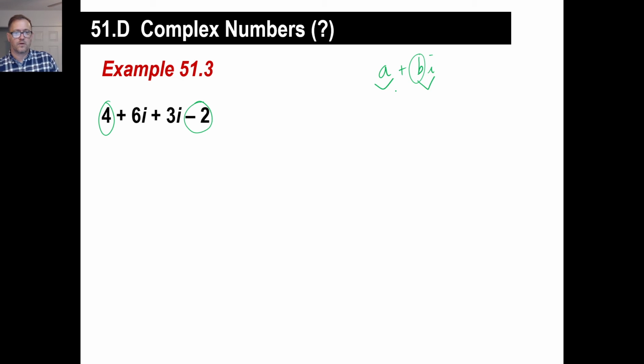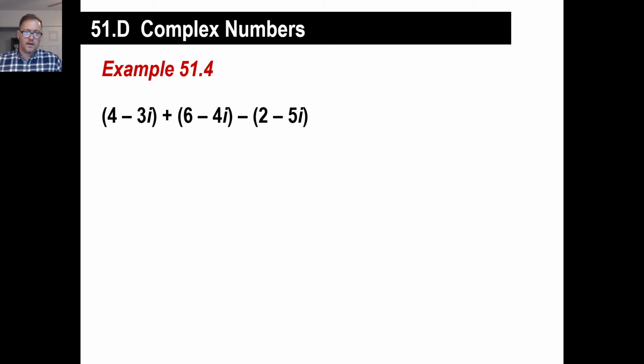Okay, well this is real simple. This is just like terms. So 4 minus 2 would be 2. 6i plus 3i would be 9i, and that's it. Don't try to put these together and say 11i, no. Just like terms. All right.